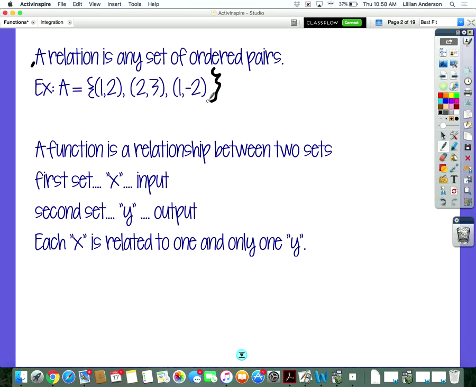And a function is a relationship between two sets, okay? You have your first set, which is your x values, also known as your input. And then you have a second set, your y values, which is known as your output. These words, function, relation, input, output, sound familiar?